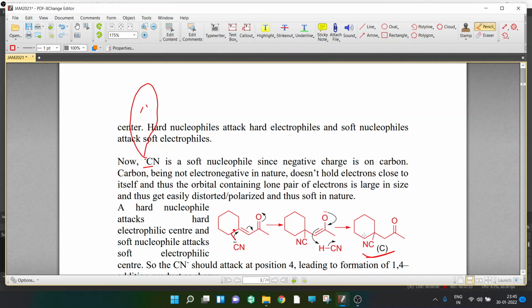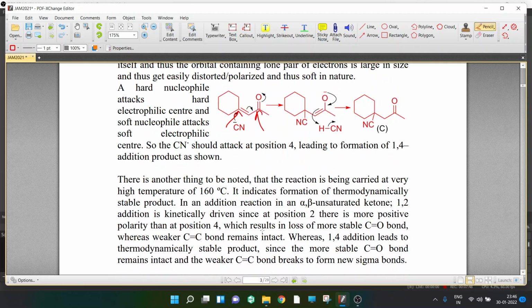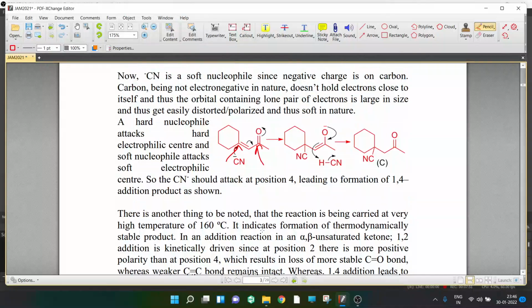Another way to look at it: see the temperature at which it is being carried out. The temperature is 160 degrees, a very high temperature. When the temperature is very high, even if the reaction proceeds by kinetics, it has the chance to come back and give you the thermodynamically more stable product. Attack at position number 4 is thermodynamically more favored, whereas attack at position 2 is kinetically favored. Why is attack at carbon number 2 kinetically favored? Kinetic means how fast the reaction is happening.